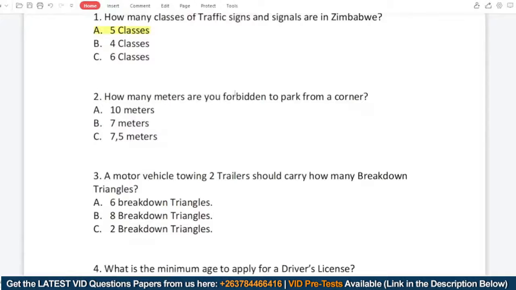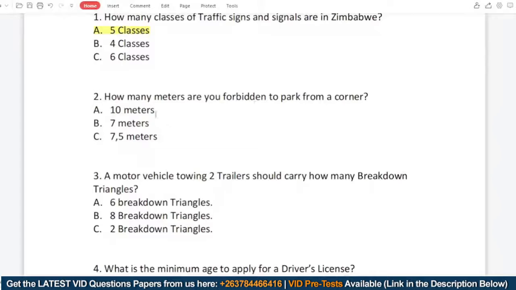How many meters are you forbidden to park from a corner? This question is very tricky, because it is asking about forbidden. If it was asking how far from a corner you are allowed to park, it would be a totally different answer. But let's look at what the law says. The law says that you should not park from a corner less than 7.5 meters. So 7.5 and above is what is correct.